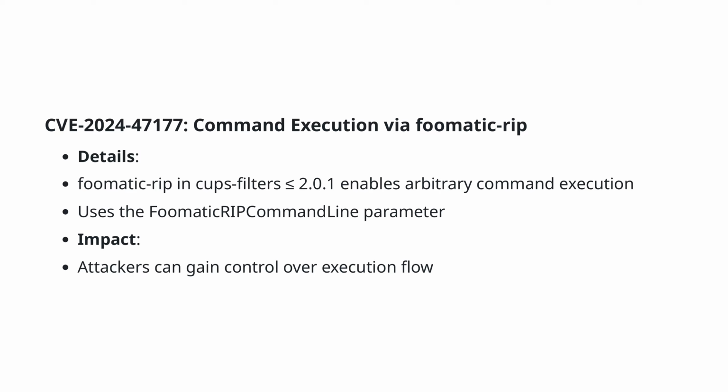CVE-2024-47177 centers around the foomatic-rip filter within cups-filters versions up to 2.0.1. This vulnerability allows for arbitrary command execution by exploiting the foomatic-rip command line parameter. The essence of the issue is that it enables attackers to gain control over the execution flow, potentially compromising the system. By leveraging this parameter, malicious actors can inject commands that the system will execute, leading to unauthorized control and further exploitation opportunities.